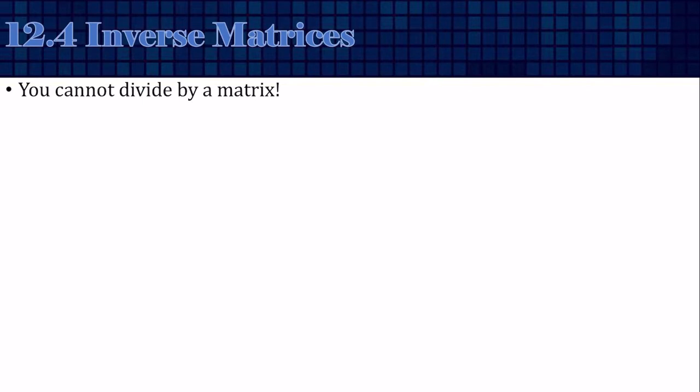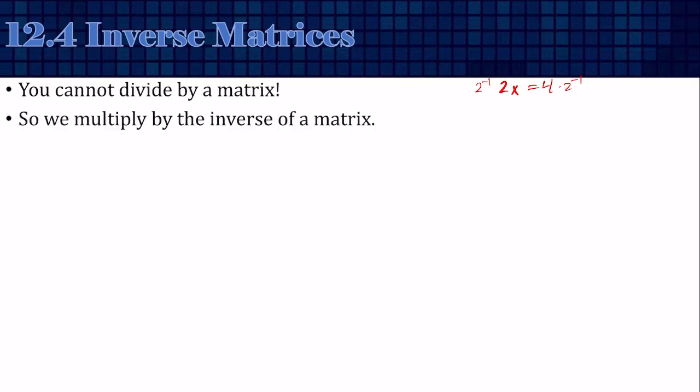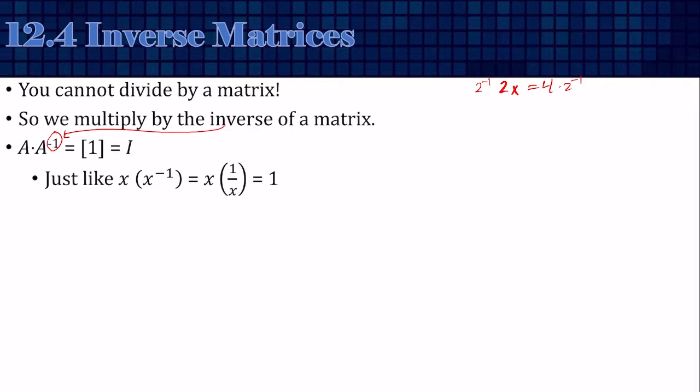Turns out you cannot divide by a matrix. So let's say you had an equation of 2x equals 4. If you can't divide, what would you do? Well, we would multiply by, say, 2 to the negative 1, which is 1/2. Well, we're going to do the same type of thing. If we multiply a matrix by its inverse, this negative 1 means inverse, it equals the identity matrix, which is like doing nothing. Just like x times x to the negative 1 is 1.